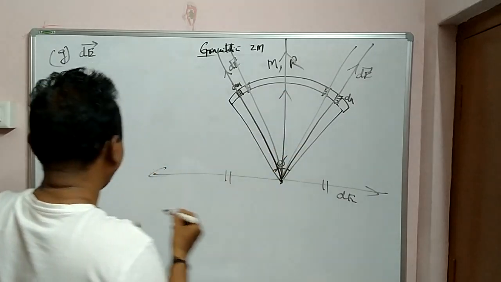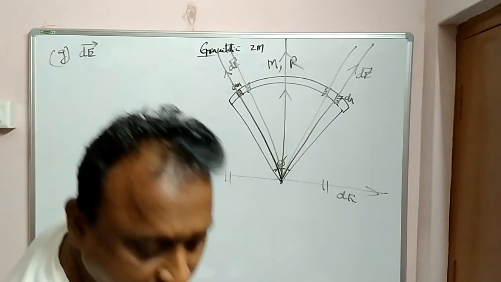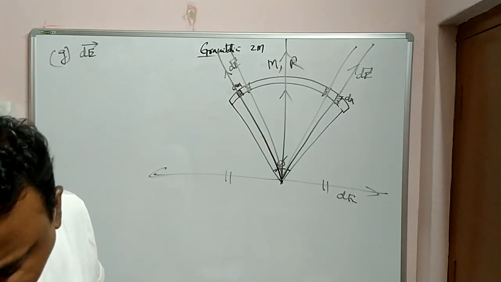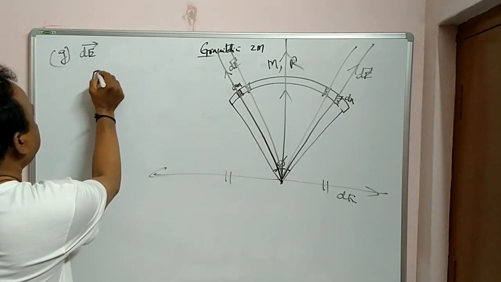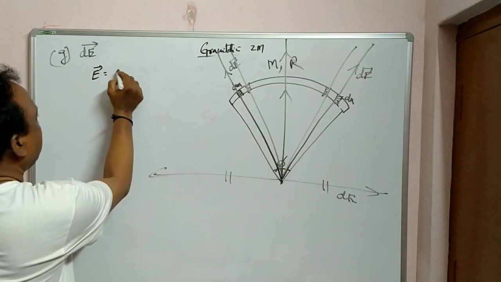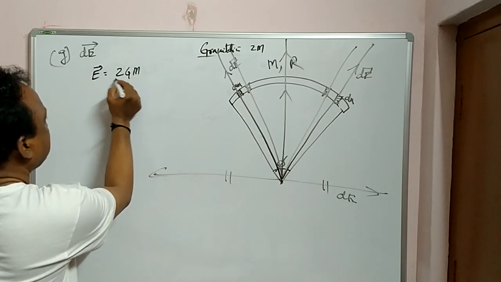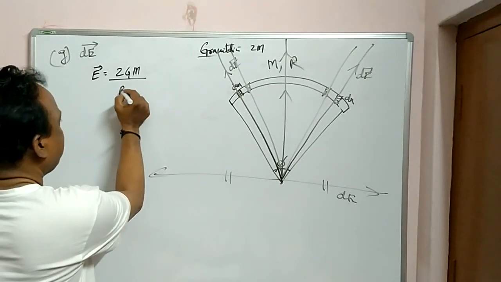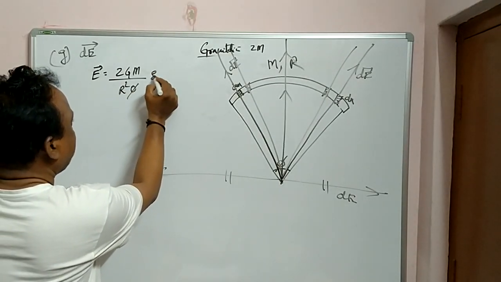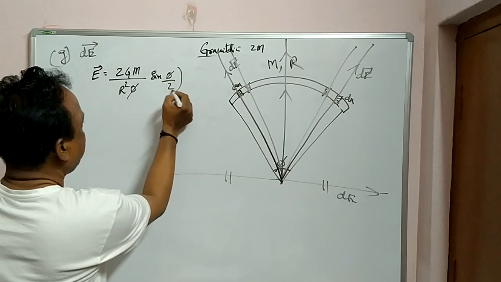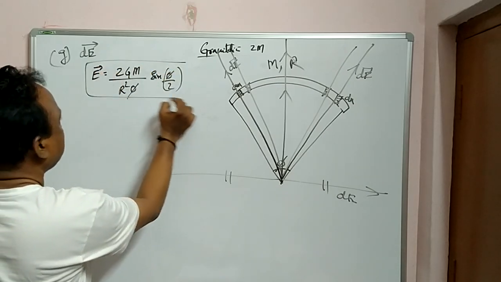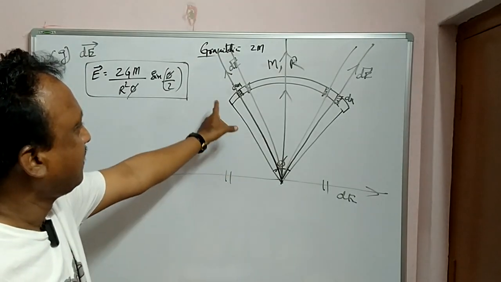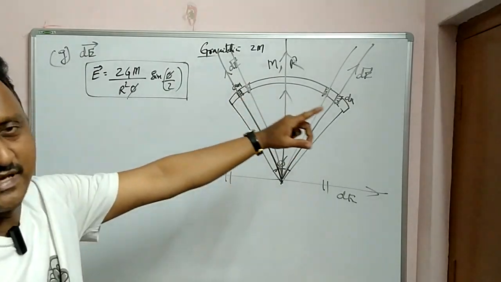So due to this, you can calculate by using a formula. Gravitational field intensity is given by E equals 2GM by r square phi into sin phi by 2. This is a very important formula. You can calculate gravitational field intensity of different structures like arc, semicircle, quadrant, etc.